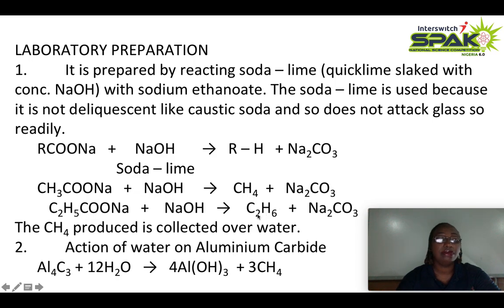And like we said, one of the characteristics of homologous series is that they have the same general method of preparation. So the same way that methane is produced, ethane is also produced the same way. Another preparation of methane is the action of water on aluminium carbide, as we can see in this reaction.